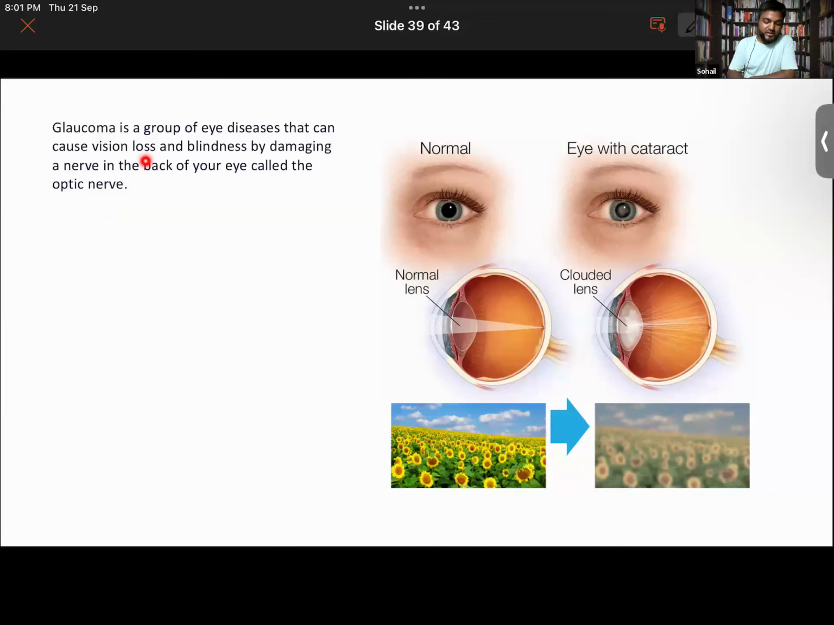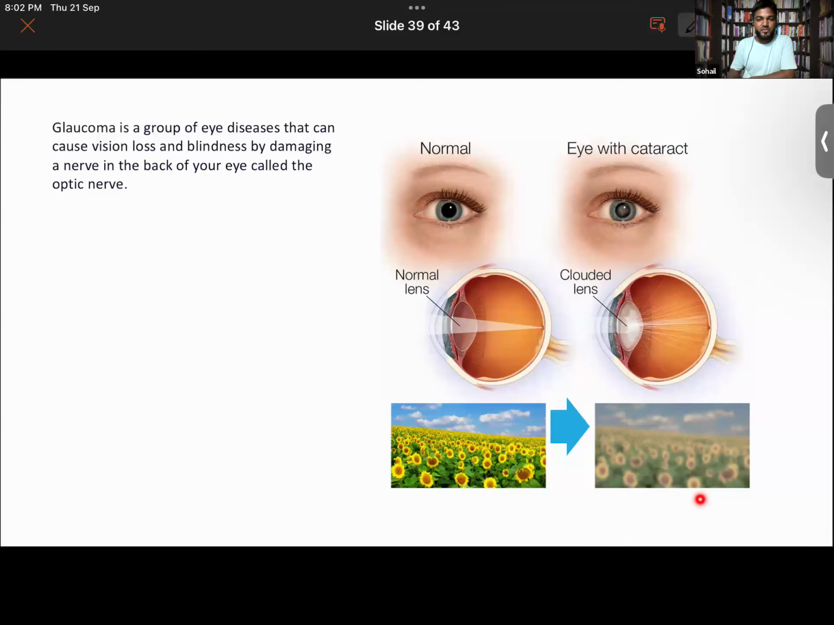Glaucoma also leads to loss of vision and blindness. If the optic nerve is damaged, the person will lose eyesight and will be permanently blind. This is the same as how the vision of a person suffering from cataract looks. If the problem further escalates, the optic nerves get damaged and the person might become blind. A person suffering from glaucoma will also have such a vision.